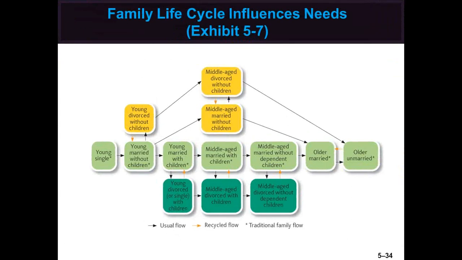So the family life cycle influences our needs, and the relationships with other family members influences many aspects of consumer behavior. This shows a summary of stages in the family life cycle: young single, young married without children, young married with children, middle-aged with children, middle-aged married without dependent children, older married, older unmarried. Wow. On all the variations.